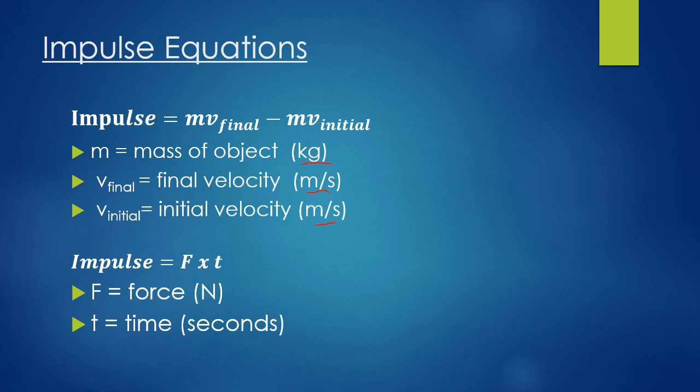Notice we have two equations for impulse. So you're going to need to identify and look through the information given in the problem and figure out which equation best applies. The second equation is force times time. Force, F, needs to be in newtons, and time needs to be in seconds. So just double check those units before using the equation.